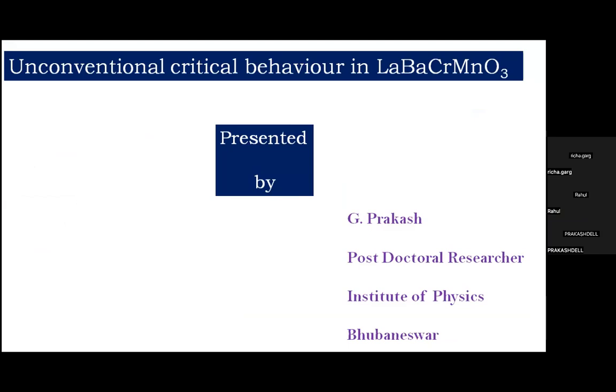Okay, so as I promised last week, in my last talk, I will be discussing some of my project that I am working on at IOP Bhubaneswar. This is some unconventional critical behavior in this compound, lanthanum barium manganite. We have substituted chromium for manganese to see the universality class difference or any sort of change in the quantum phase transition if possible.